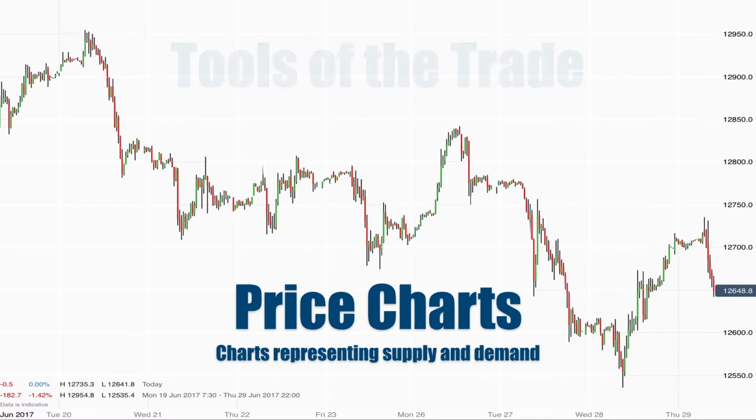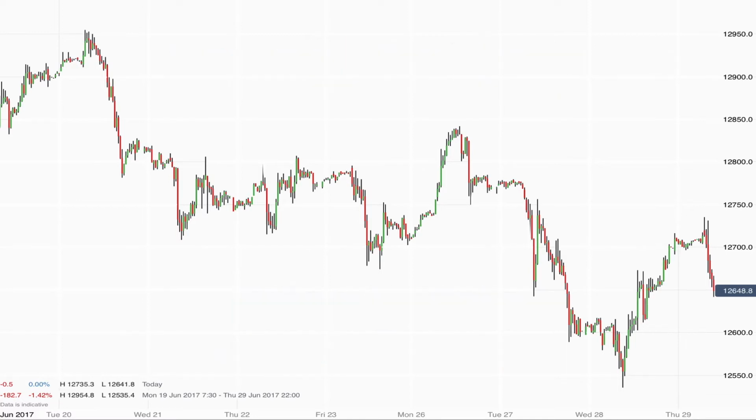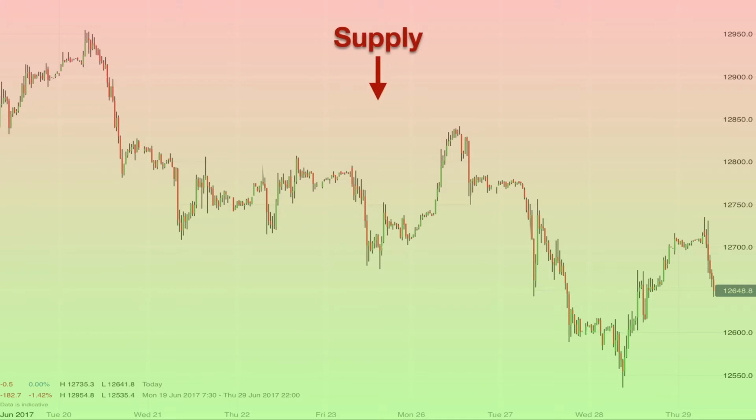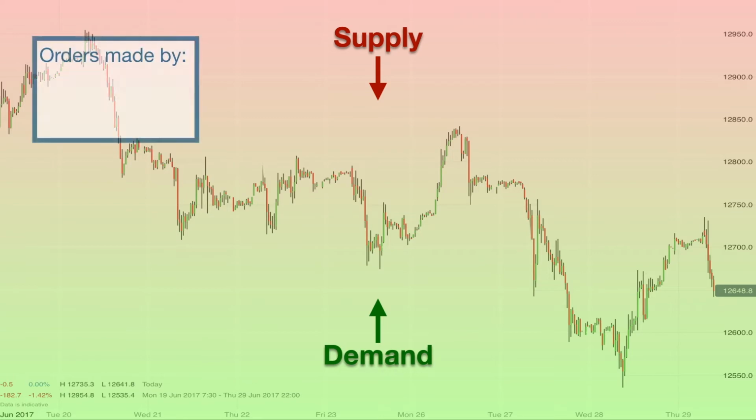Price charts are a trader's friend. They provide statistical information on supply and demand in a market in a way that makes interpreting the information easier than looking at a set of numbers. Supply and demand is created by orders made by traders, institutions, and computers.